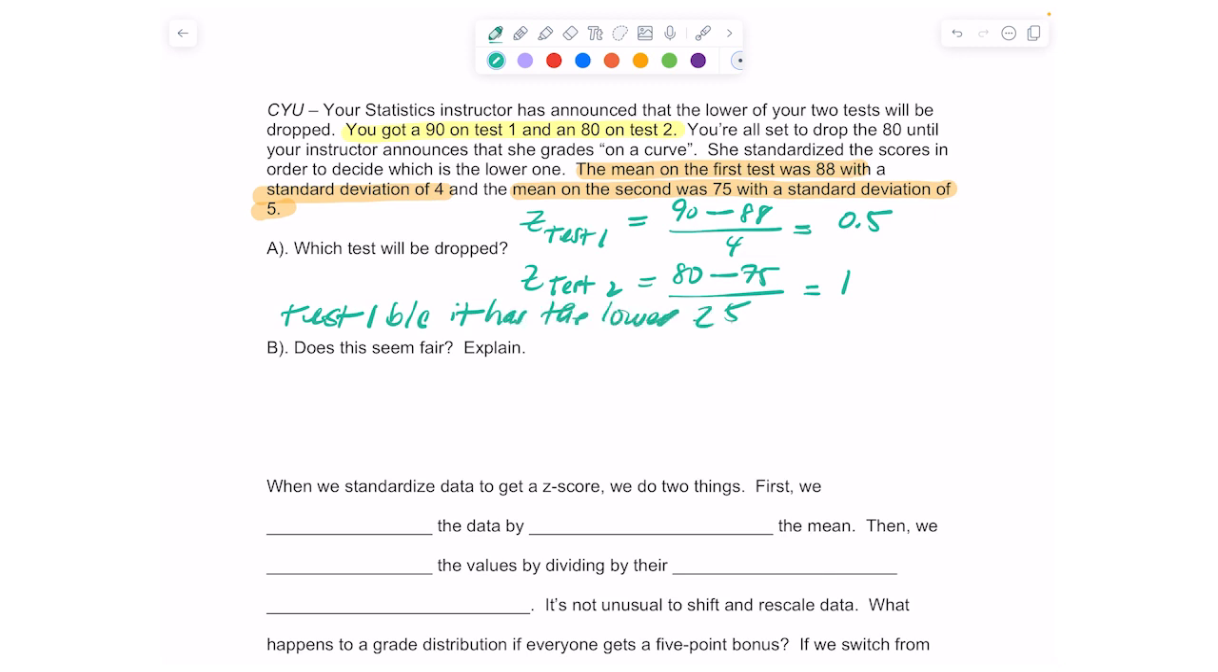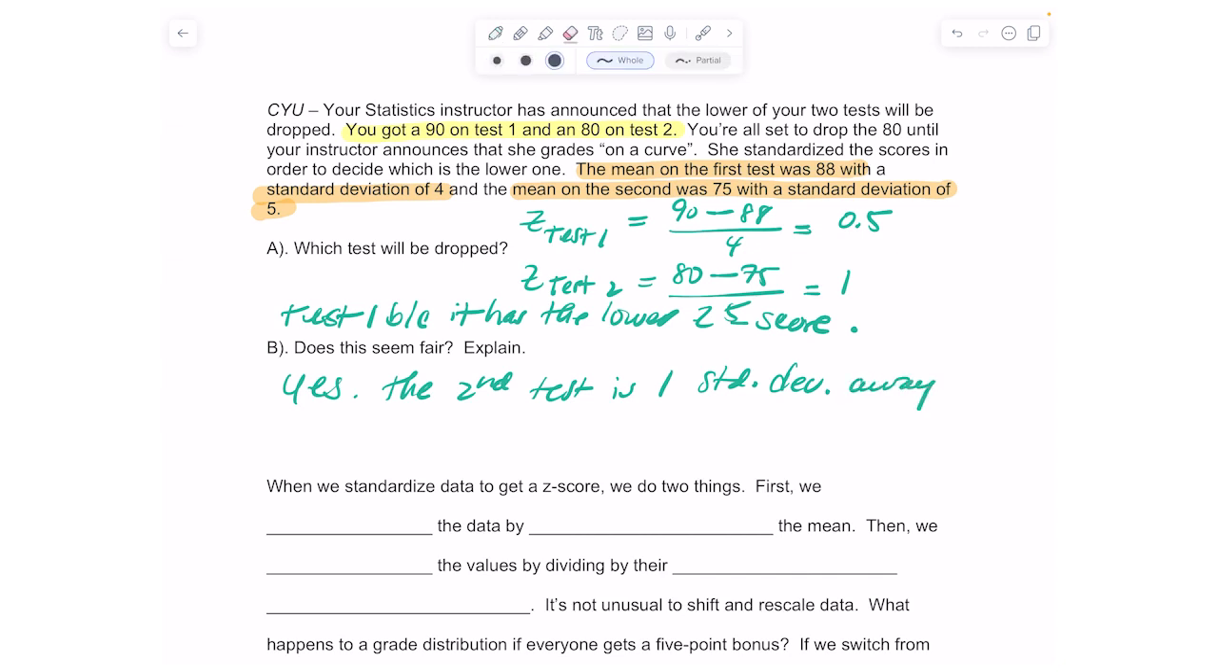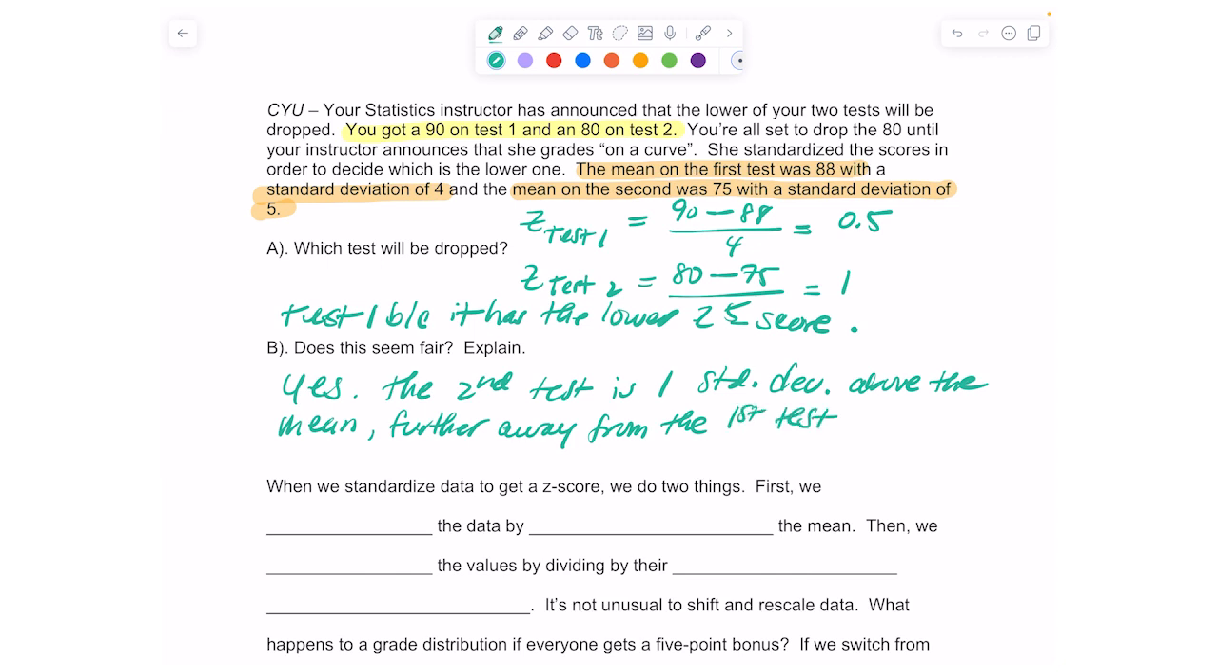Okay, does this seem fair? What do you think? Since the second test is 1 standard deviation above the mean, which means it's farther away from the first test, it's a better score relative to the class. So yes, this would be fair. So yes, the second test is 1 standard deviation above the mean, or away from the mean, however you want to write it. Further away from the first test. So it's a better score relative to the class.